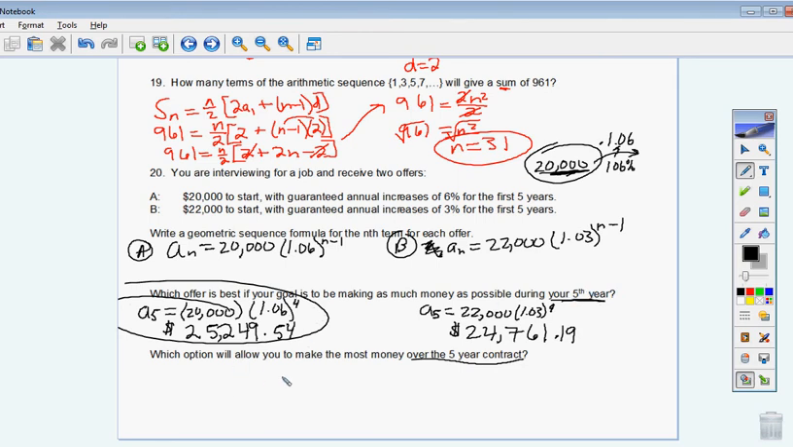Okay, well, which option will allow you to make the most money over the 5-year contract? This was a geometric sequence, right? So now we're going to have to use our geometric sum formula. If we sum up the 5 years, we want to put in the first term, which is 20,000. And then we have this formula, remember, of 1 minus r to the n, with r being 1.06. Careful: that's not n minus 1. It's actually n, which happens to be 5 here. So be very careful with that. And the denominator is 1 minus our r value.